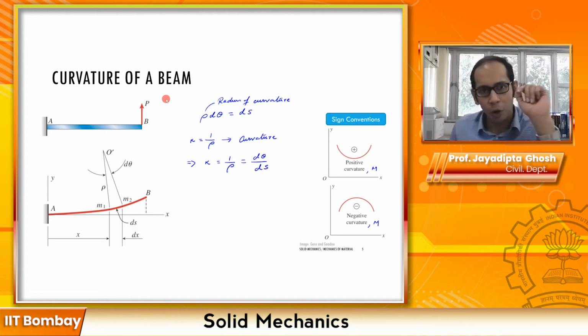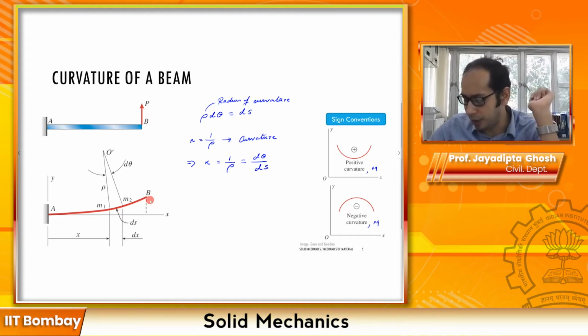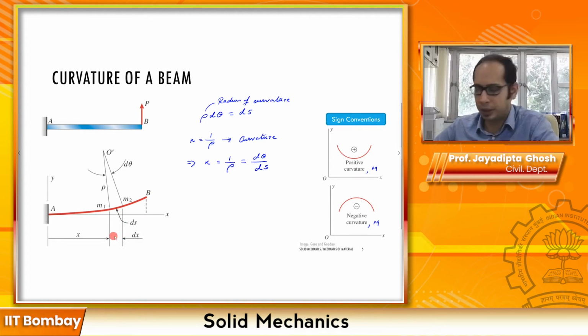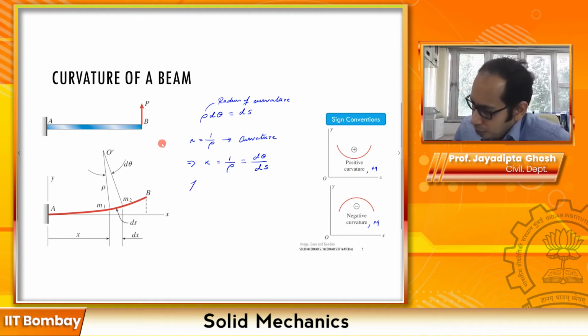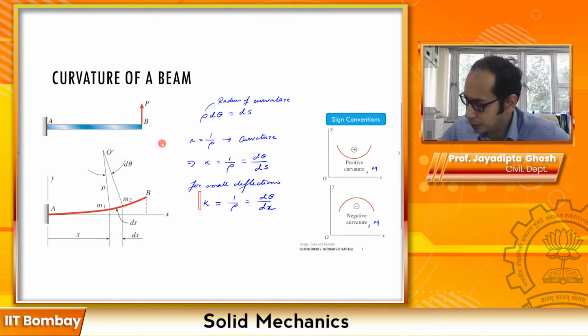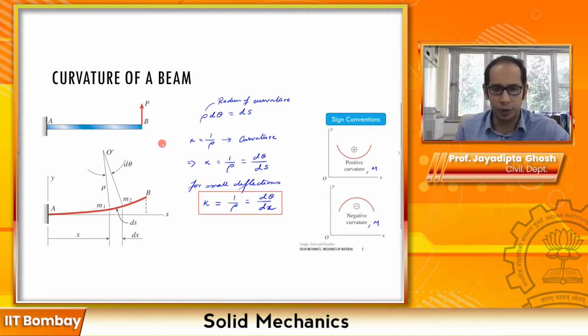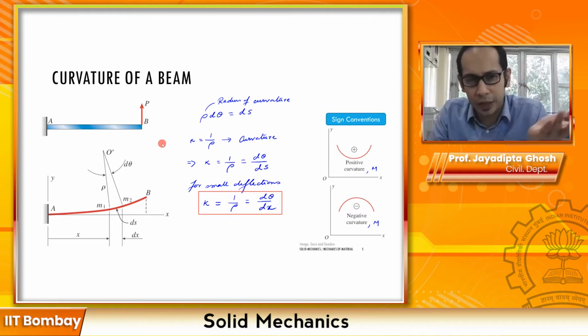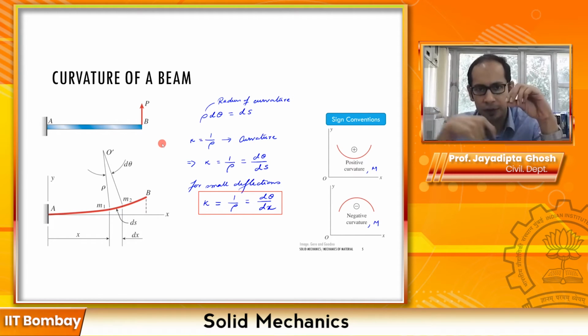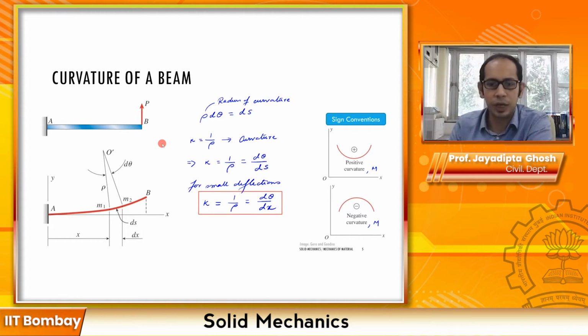Now for small deflections, and when we are talking about beams, we're talking about small deflections only, this ds can be approximated to the original length dx. So for small deflections, we can write that kappa equals 1 over rho equals d theta by dx. So this is an important relationship. You will see that we will make use of this to derive some of the formulations later. So this is how the radius of curvature varies, and if it inscribes an angle of theta, how it is related to the curvature: kappa equals d theta over dx.